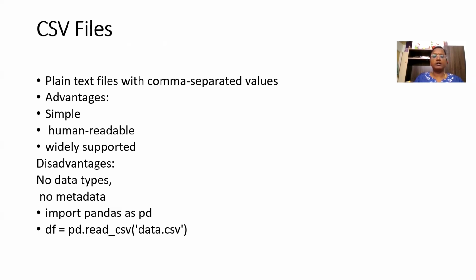First, let's see all the file formats one by one. First is CSV, comma separated value files. These are plain text files with comma separated values. The main advantage of CSV is that the file is very simple. It's a human readable format, widely supported for all types of analysis methods. The disadvantage is that there are no data types and no metadata available. For the syntax, we have to import pandas as pd and df equals pd.read_csv.